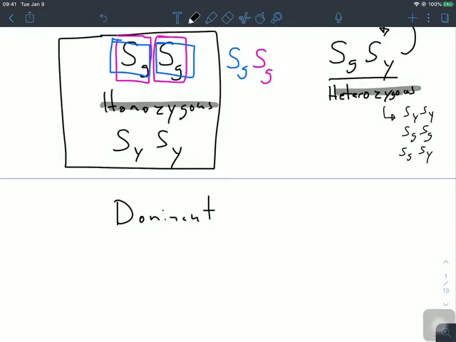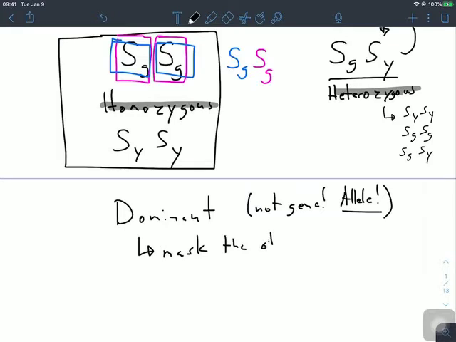Not gene. Only alleles are dominant or recessive. Because remember, the gene is just something like seed color, and your alleles are either green or yellow. So you need to figure out whether green is dominant or whether yellow is dominant. The dominant allele will mask the other in a heterozygote.